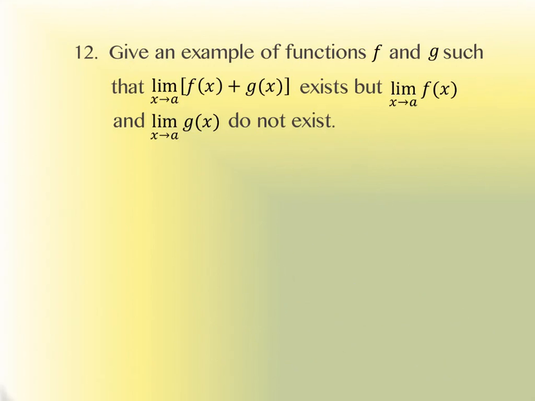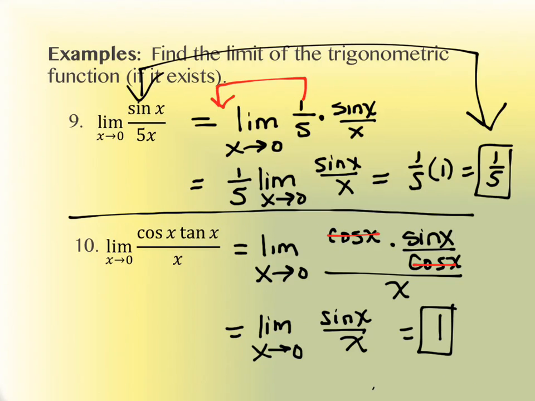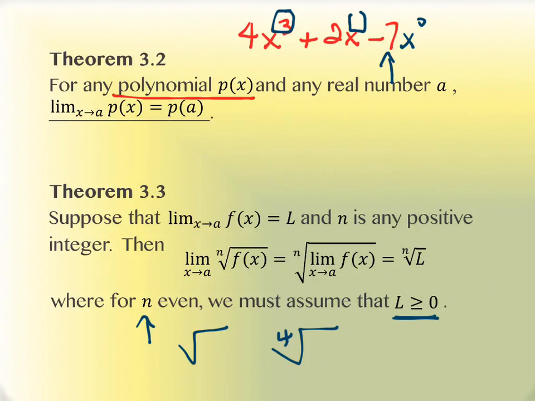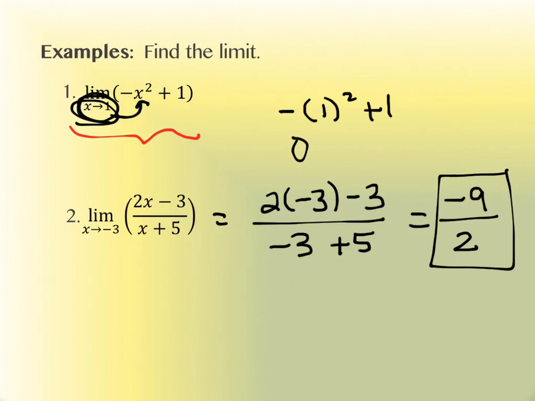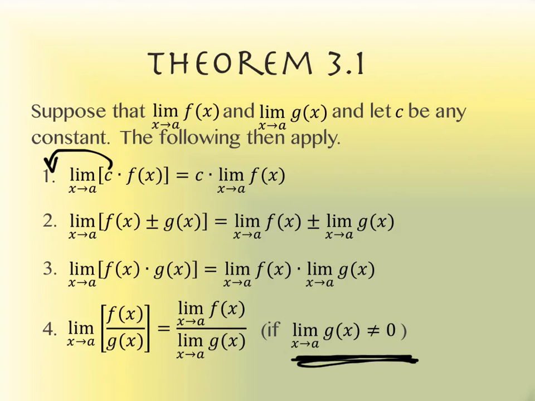All right. I want to take a look at one of our properties sort of in reverse. Number 12 says to give examples of functions f and g such that the limit of the function f of x plus g of x exists, but the limit of the individual functions do not exist. This looks an awful lot like where we started this morning, like the second slide or whatever. It looks an awful lot like this slide, number 2. Doesn't it?